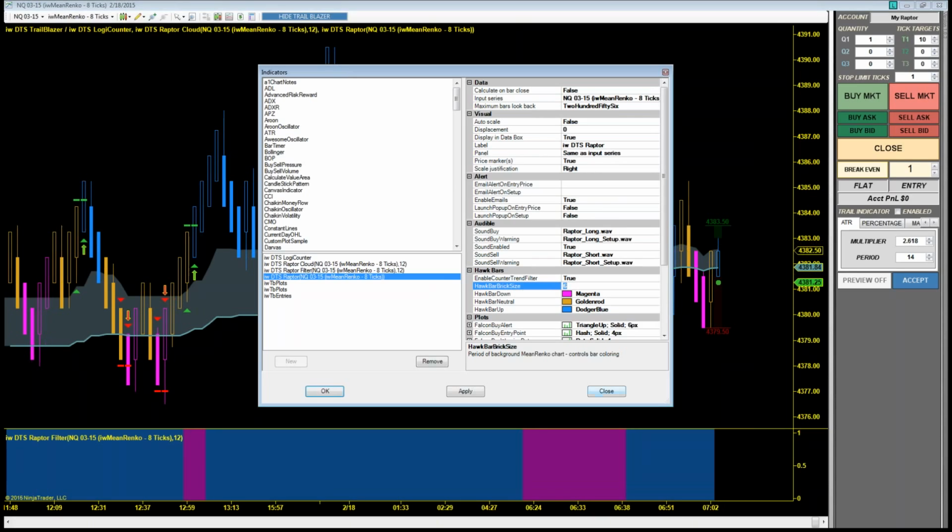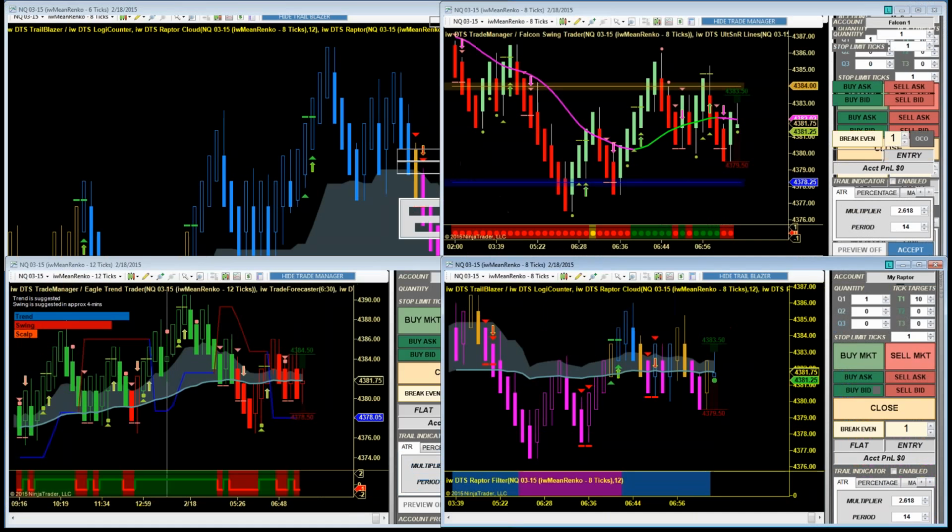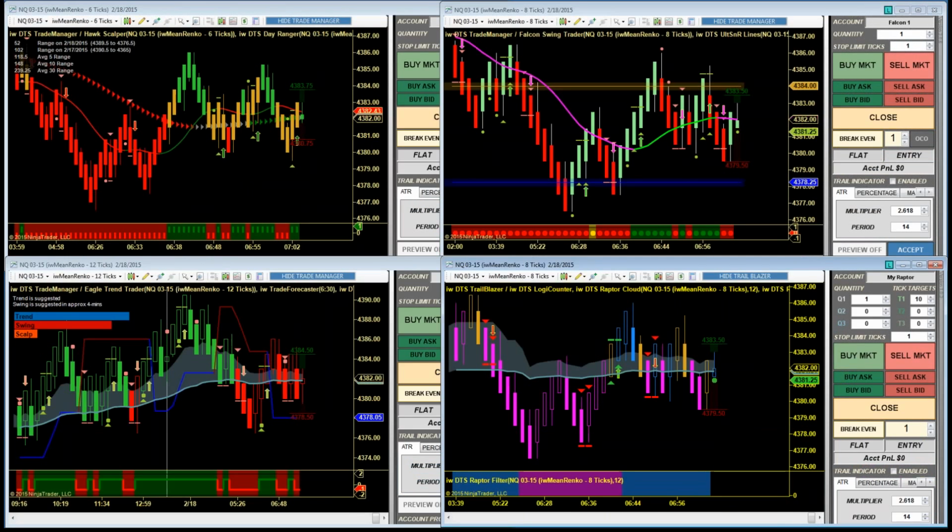It is fully customizable. Well, I shouldn't say fully customizable. There's a lot of customization available here for you. You can change cloud sizes. You can change the filter parameters. And you can also change brick sizes to accommodate different tools. That is a little bit more adjustability than you have on the DTS system.